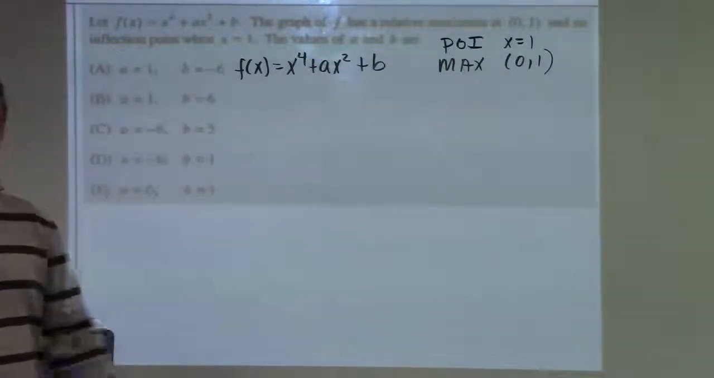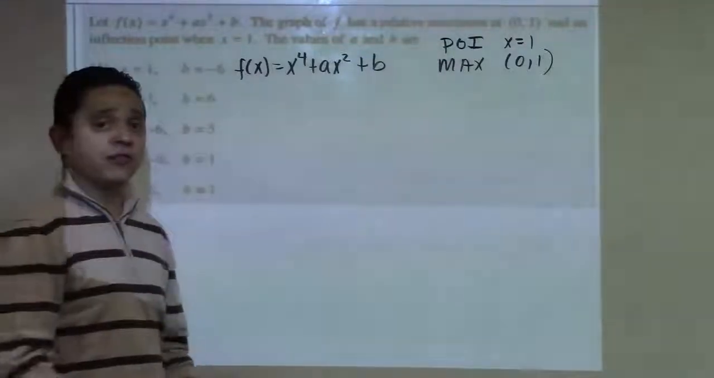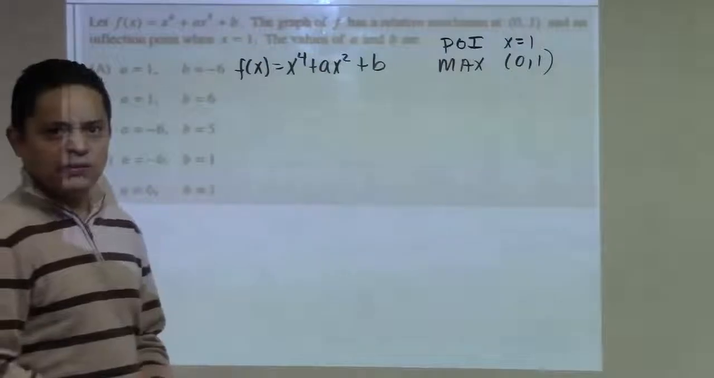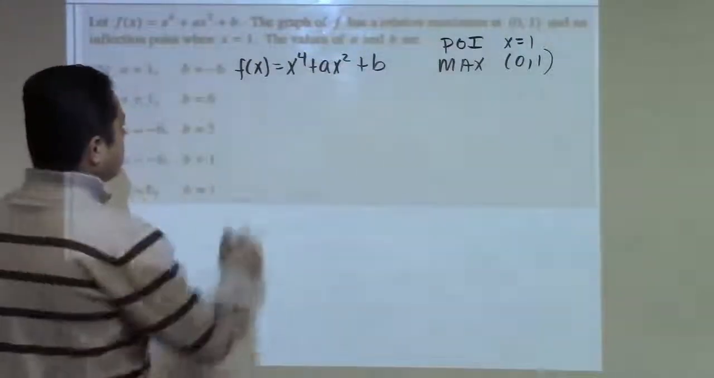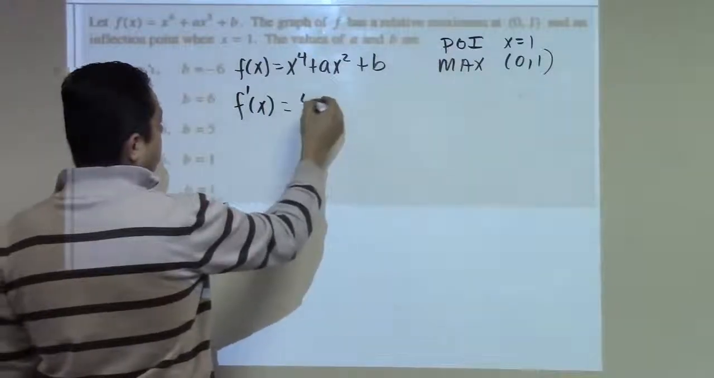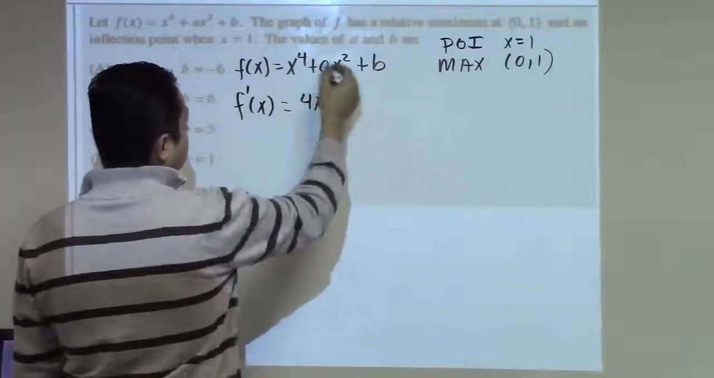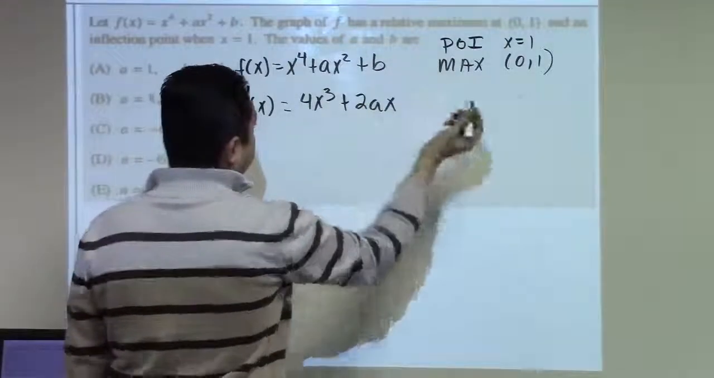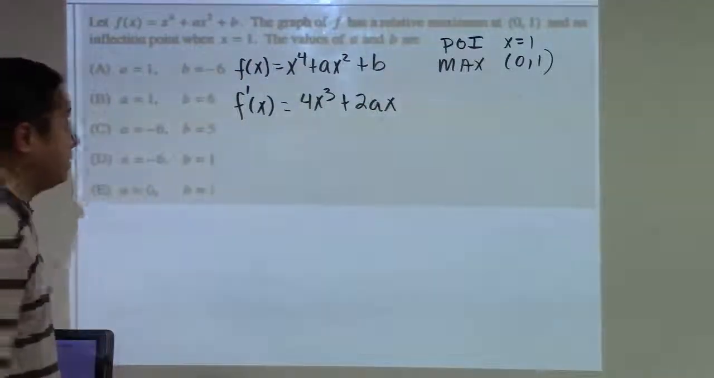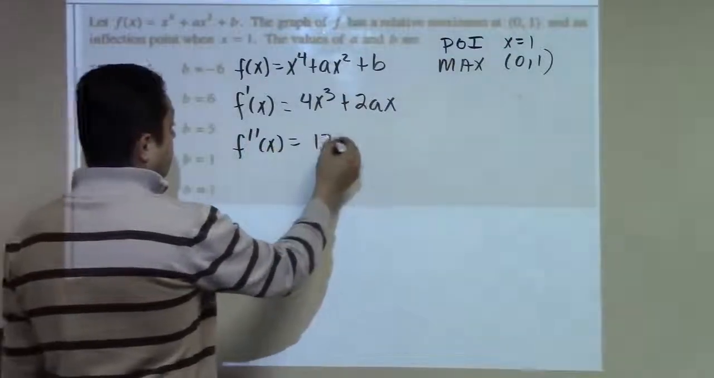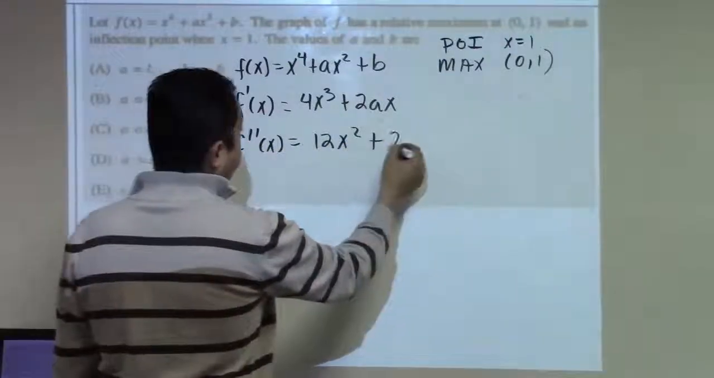that we can do the second derivative. Points of inflection come from the second derivative. So let's go ahead and look for the second derivative and see where it's going to take us. Right? So the first derivative, 4x cubed, 2 times a is 2ax, the derivative of b is 0. So that's the first derivative. Second derivative, 12x squared plus 2a.